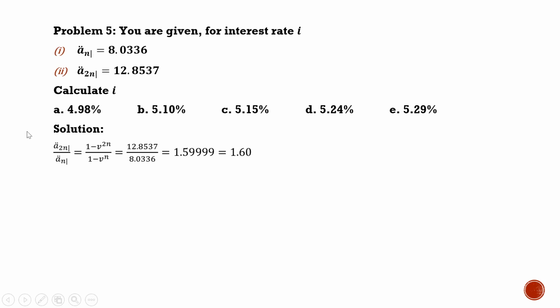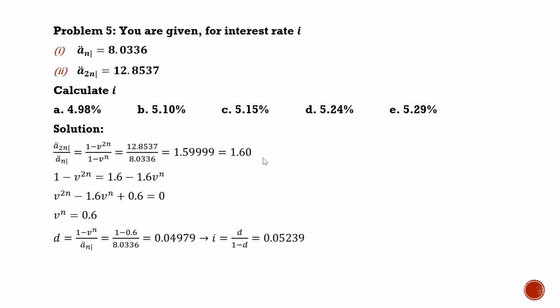So we are going to take the ratio a double dot 2n over a double dot n, which is 1 minus v to the 2n over 1 minus v to the n, and this is equal to 1.5999, which is 1.6. So rewrite as a quadratic: v to the 2n minus 1.6 v to the n plus 0.6 is 0. And from here, we have v to the n is 0.6.